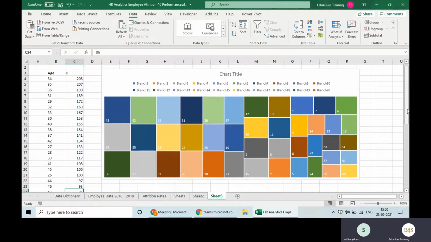You have taken the sum of job involvement, right? Why does it have to be the sum of job involvement? Because each is a variable. Job involvement we have categorized as four levels. One means it is low. How can you take the entire sum and show it across the age? What does your data dictionary say about the numbers?